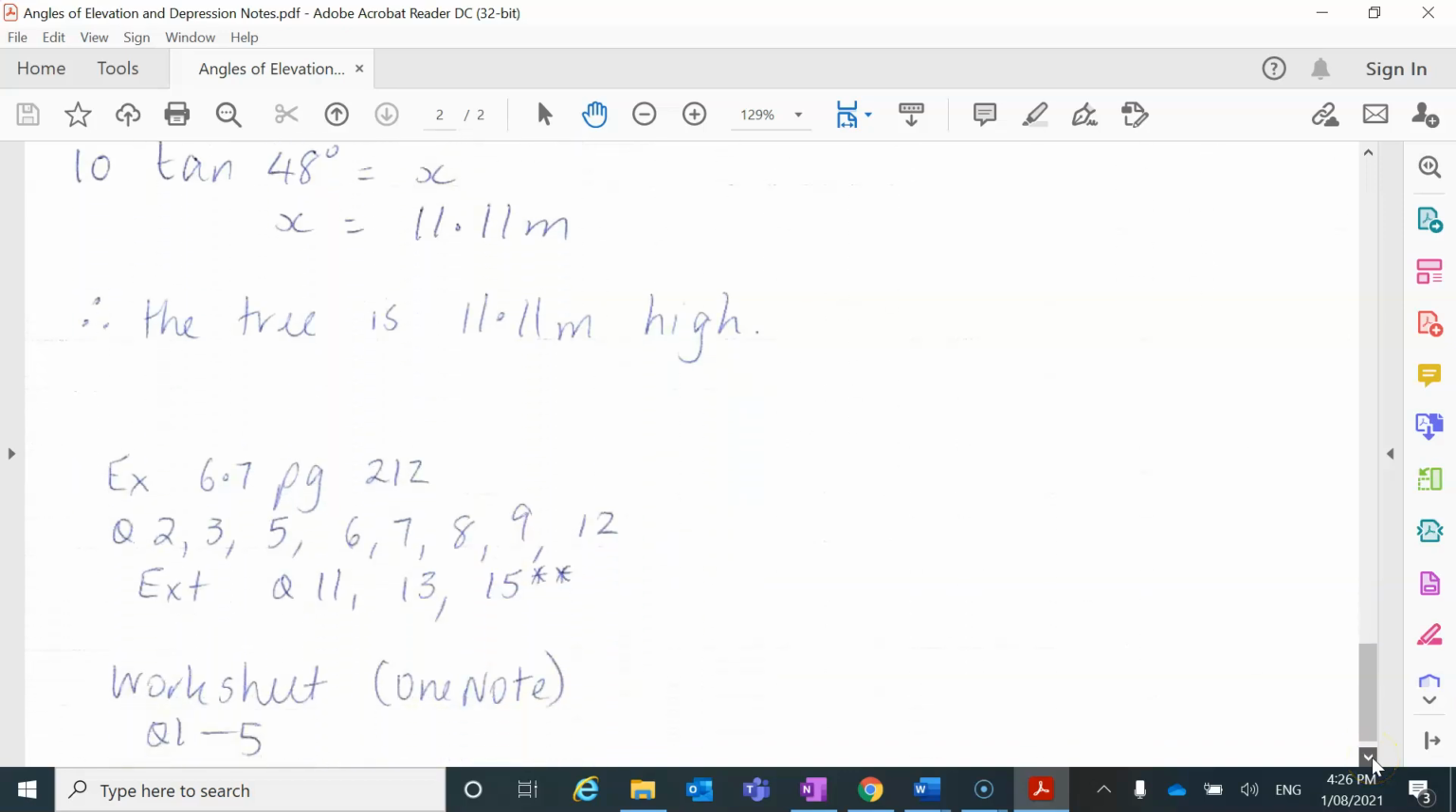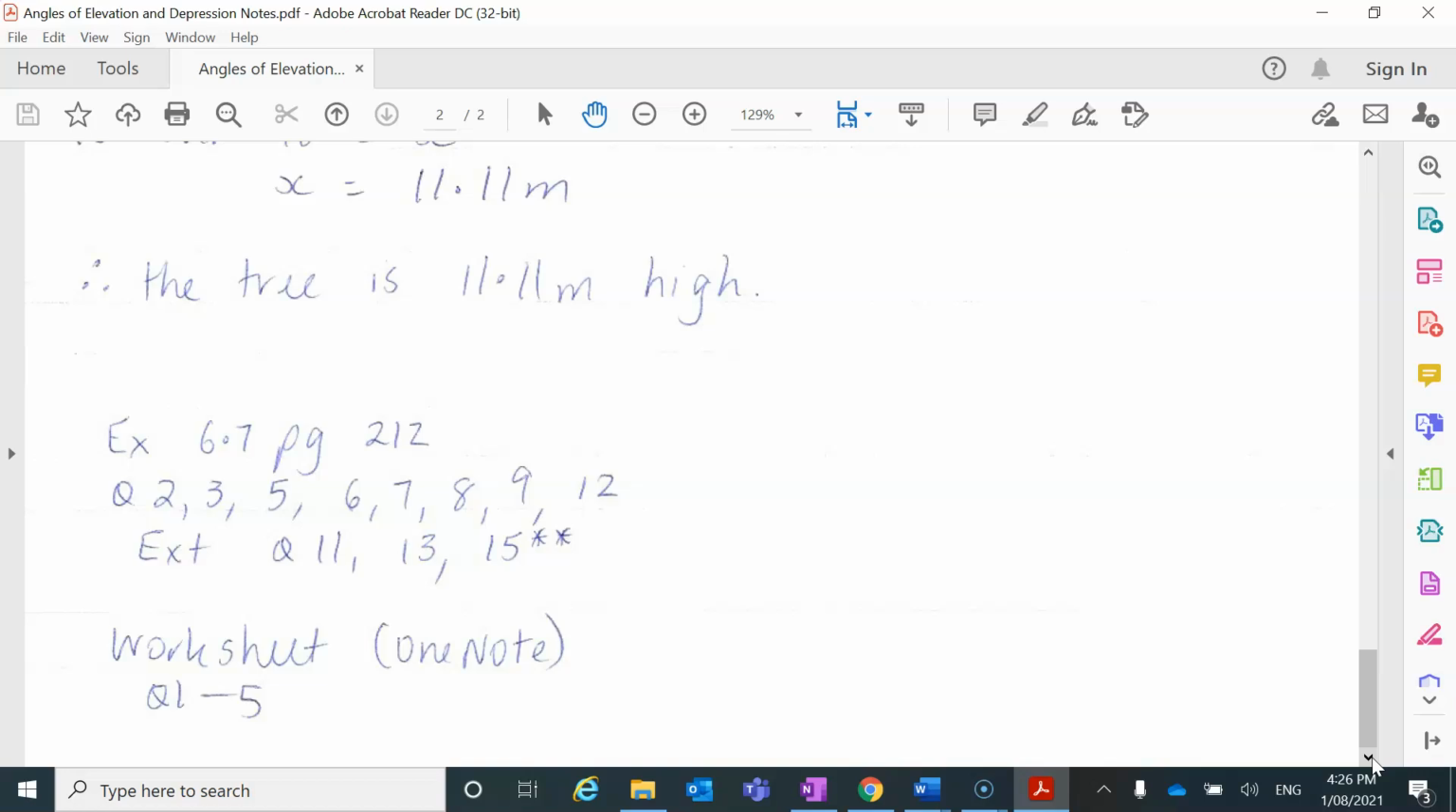Here are the questions that you are going to complete. They're also listed on OneNote. My advice would be to leave the extension questions until after you finish these worksheet questions, because these extension questions are quite difficult.